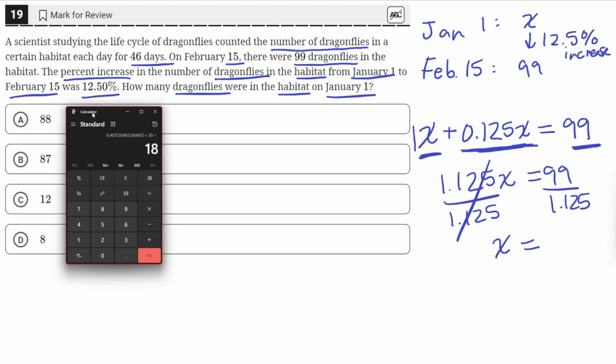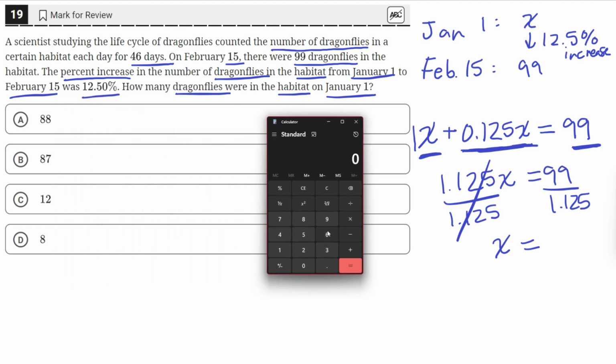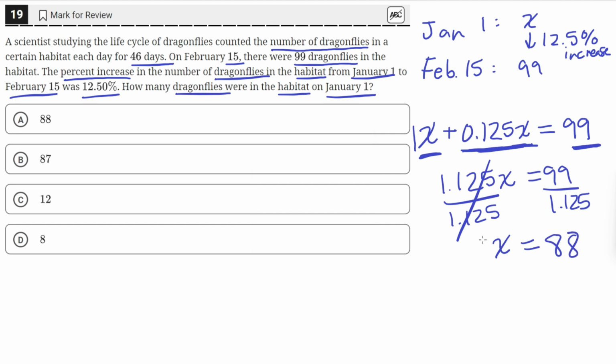So we can get our calculator. 99 divided by 1.125. That's equal to 88. So that means on January 1st, there were 88 dragonflies. And after a 12.5% increase, there were 99 on February 15th. So there were originally 88 dragonflies on January 1st.